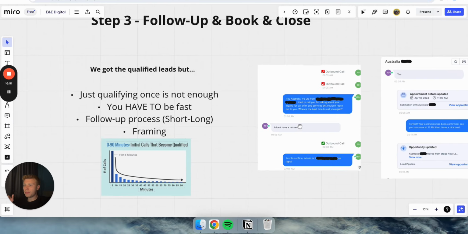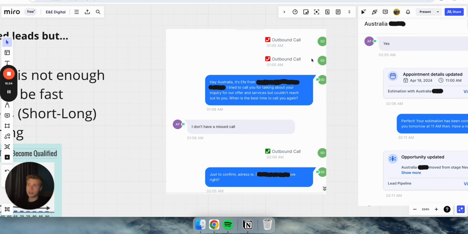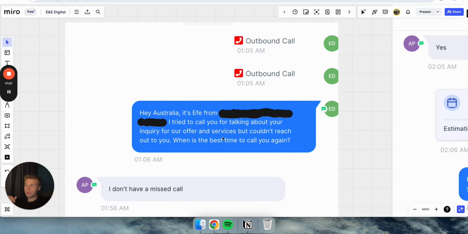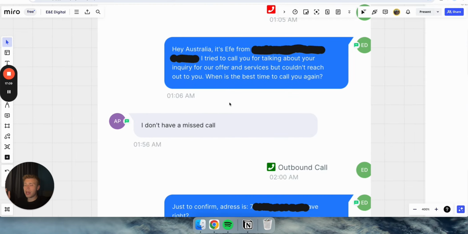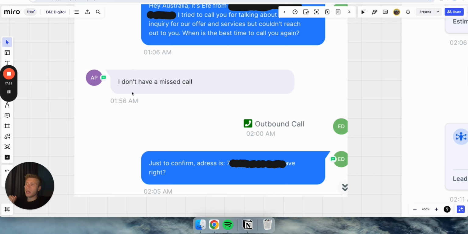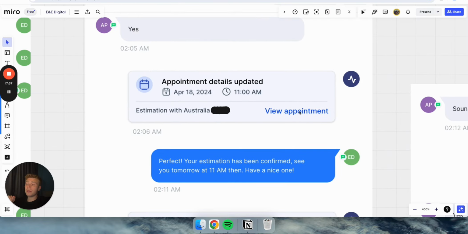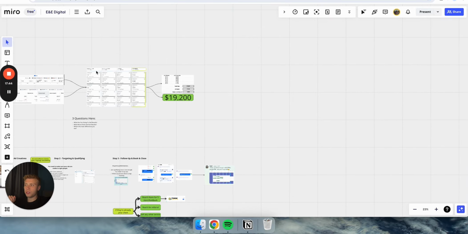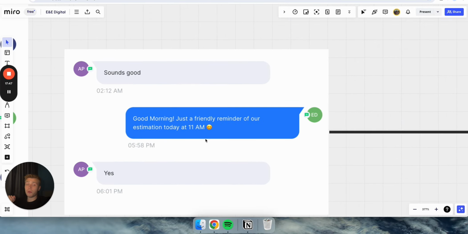So apart from these steps, I want to show you how we book the estimations. When a lead is delivered, we make double dials in case their phone is in do not disturb mode or something like that. And then if we couldn't reach them, we send them a text. She said, I don't have a missed call. Right after this message, after 4 minutes, our friend FA called her again. And then in 5 minutes, he booked the estimation and confirmed the address. The appointment details are updated. We confirmed the estimation. We updated the opportunity. These are the opportunities. And then we send them a reminder. We went for the estimation and we closed the job.